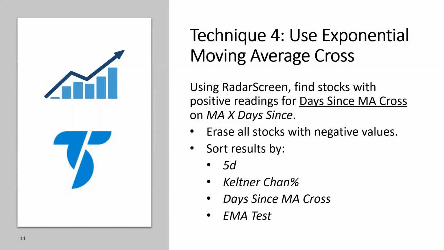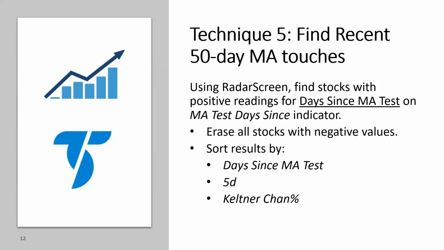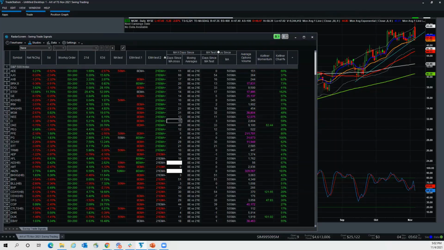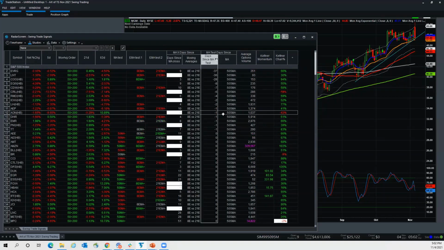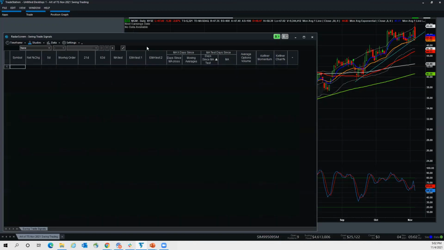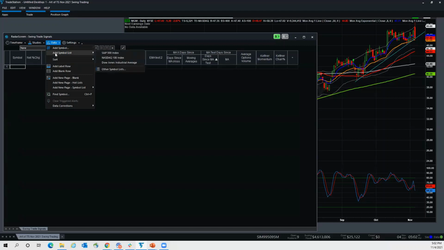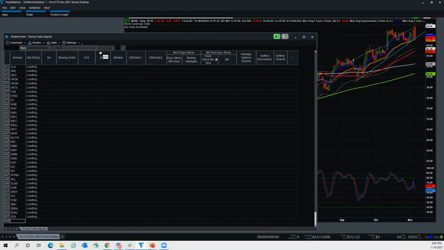Technique 5 on slide 12: find recent 50-day moving average touches. So here's another special indicator I created called days since MA test. Remember, I erased a bunch of stocks, so I'm going to select all, delete. Now I'm going to go to data, add symbol list, S&P 500.